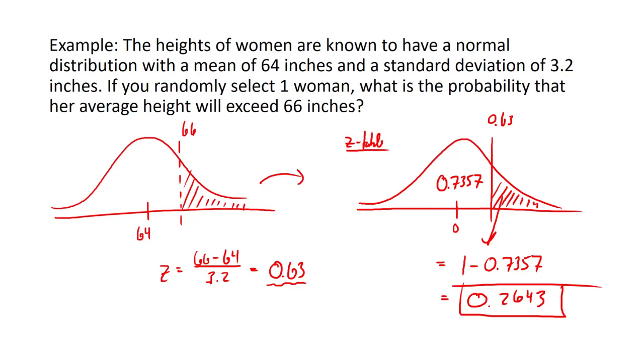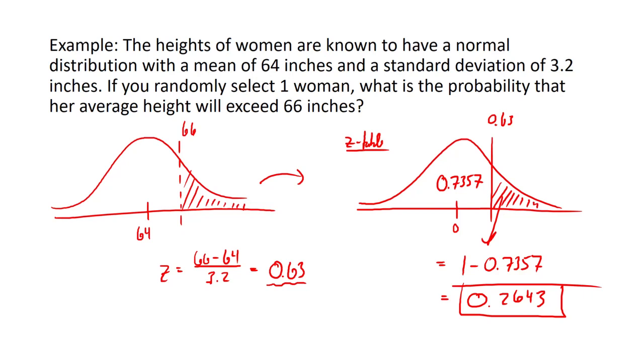If you don't have z-tables, and you want one, there's a bunch right here. Grab one if you want. All right. So any questions on that one? Is that one pretty straightforward?